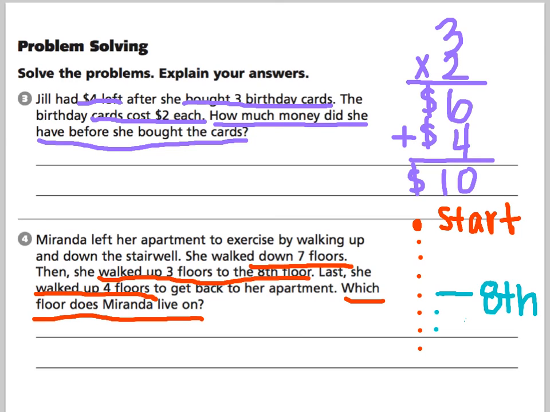In the last piece of information, she had to walk up 4 more flights of stairs in order to get back to the start. So from the 8th floor, 1, 2, 3, 4 gets me back to start. So all I need to do is add 4 floors to 8. So 4 plus 8 is going to be 12. So I know that Miranda lives on the 12th floor.